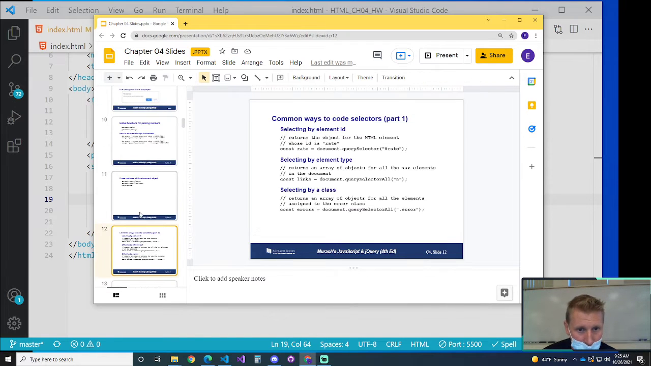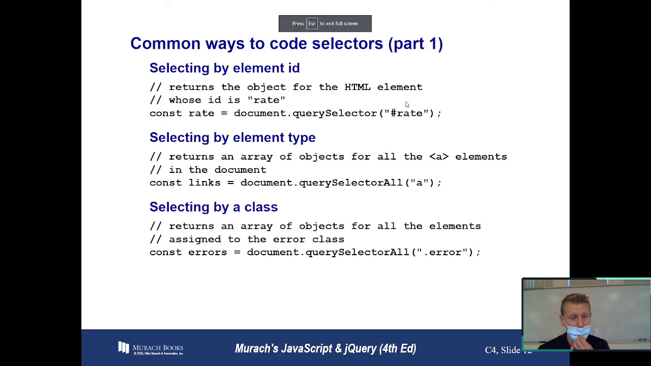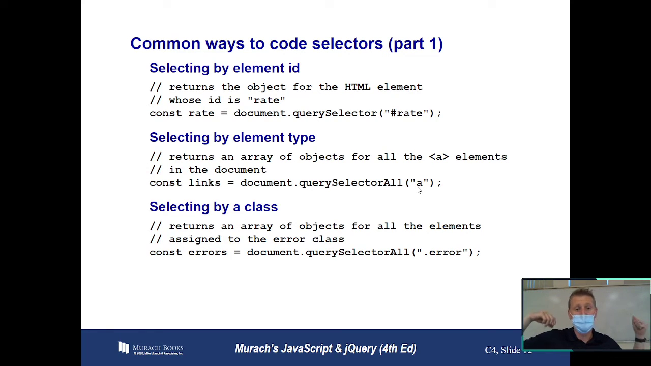Slide 12 demonstrates what I just got done demonstrating, which is that you can select things by ID. In this case, querySelectorAll. They didn't select by a class, they just selected all the anchor tags. Keep in mind, all the CSS selectors are now available to you.